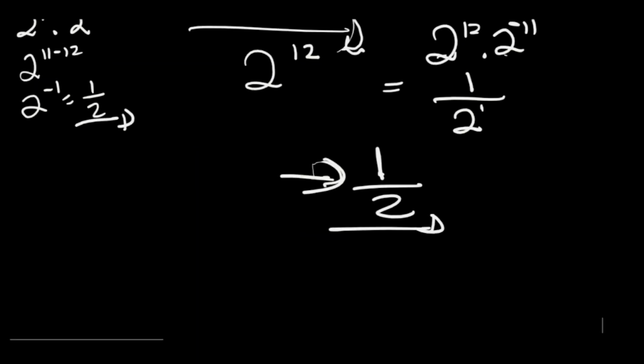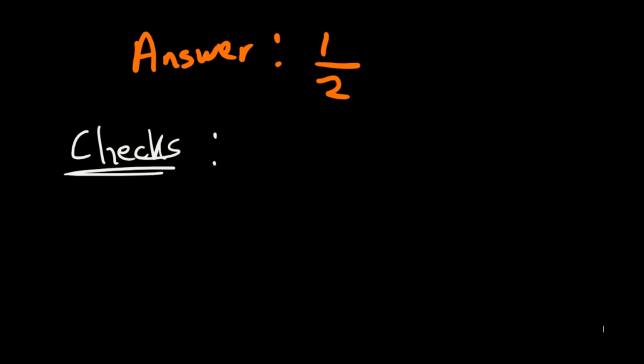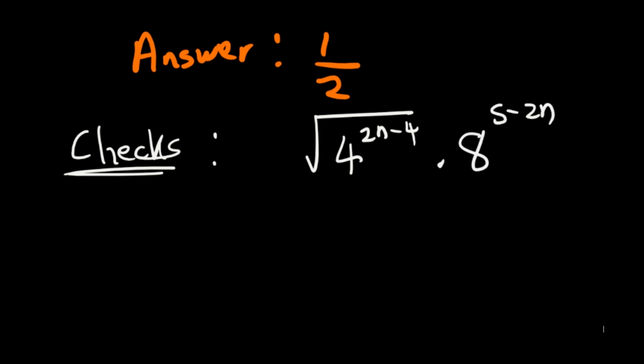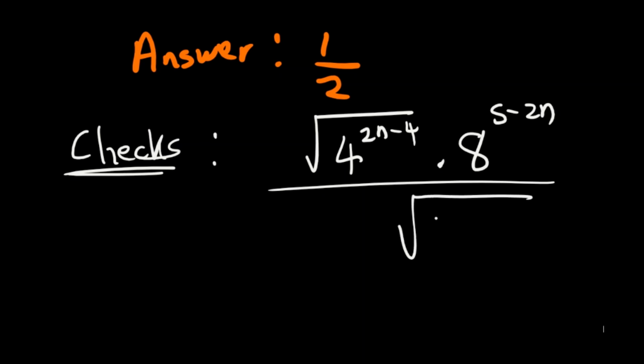So as I said in the previous problem, always do your checks. You are checking on whether or not your answer is correct. So in this case, we found the answer to be 1 over 2, right? So you're going to do your checks. How would you do your checks? You can just go back to your original problem of 4 to the power of 2n minus 4 multiplied by 8 to the power of 5 minus 2n, divide by the root of 16 to the power of 6 minus 2n, right?